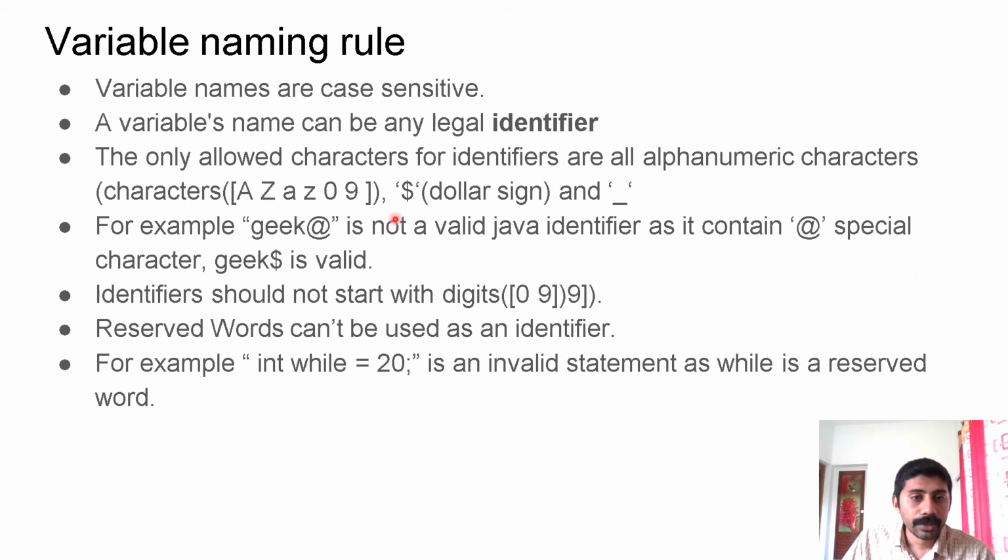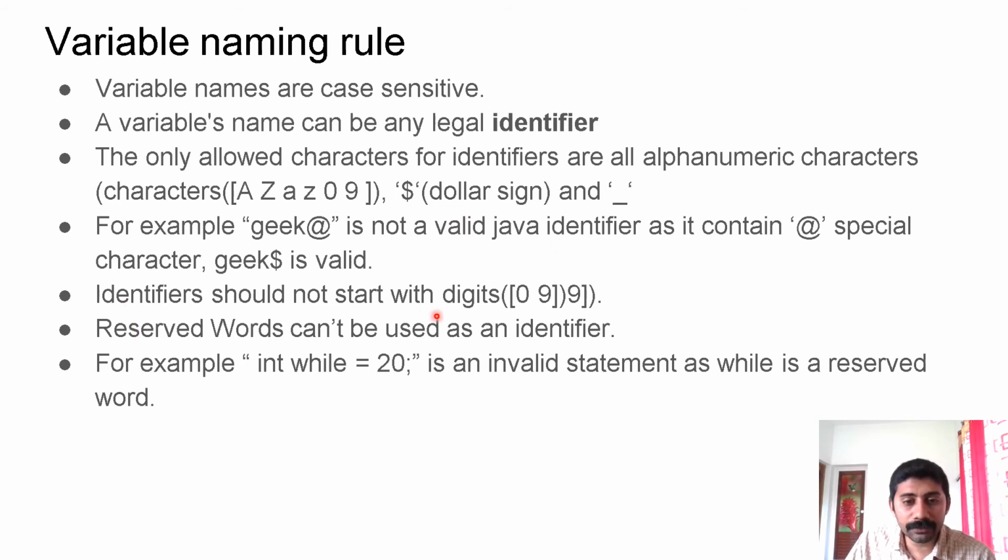Variable naming rules. Variable names are case sensitive. That means an uppercase name is different from a lowercase name. Variable names can be any legal identifier. The only allowed characters for identifiers are alphanumeric characters, then underscore and dollar symbol. Only two additional symbols are allowed apart from alphabets and digits. Geek@ is not a valid Java identifier because @ is not a valid character for an identifier, whereas geek$ is valid because $ and underscore are allowed in variable names.